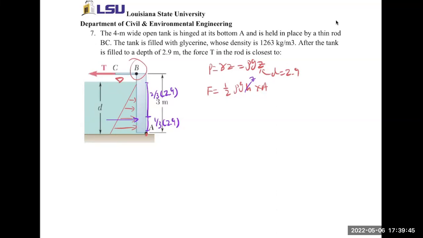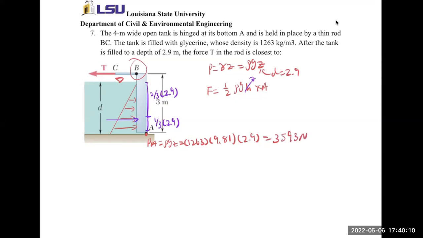So at A, the pressure will be equal to rho g Z, where rho in this case, since this is not water, is glycerin. So that's 1263 multiplied by the gravity constant 9.81 and multiplied by the depth of the water, which is 2.9. And we are going to get 3593 newtons.